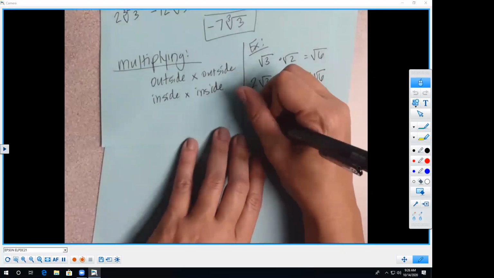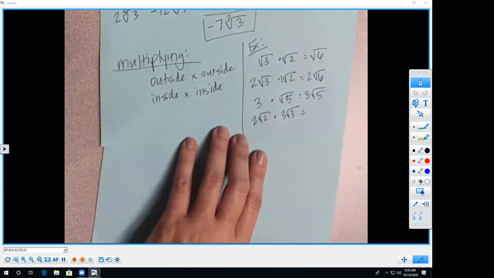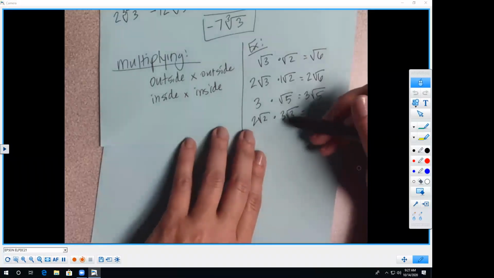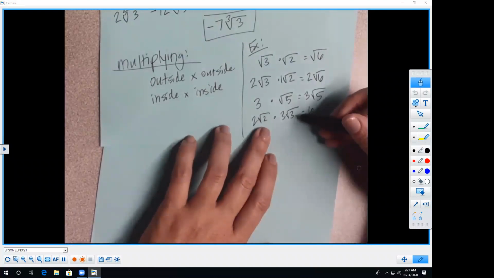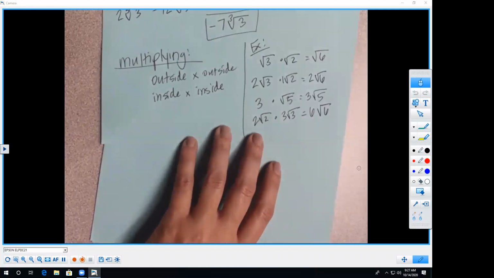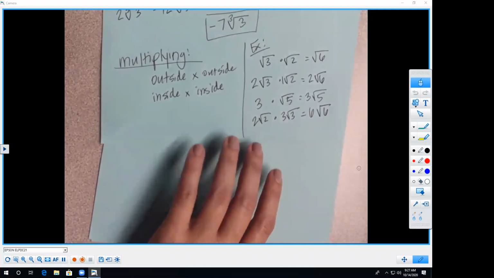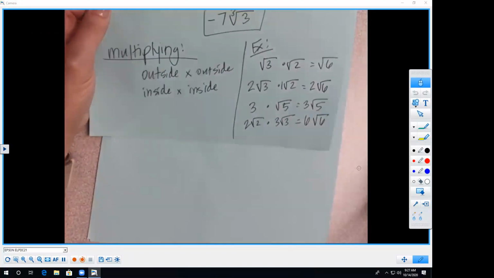If we had 2 square roots of 2 times 3 square roots of 3, multiply the outside 2 and the outside 3, and you get 6. Multiply the inside 2 and the inside 3, and you get square root of 6. You get the idea? Just make sure you're always doing outside numbers with outside numbers and inside numbers with inside numbers. Okay, so let's do some of these problems.